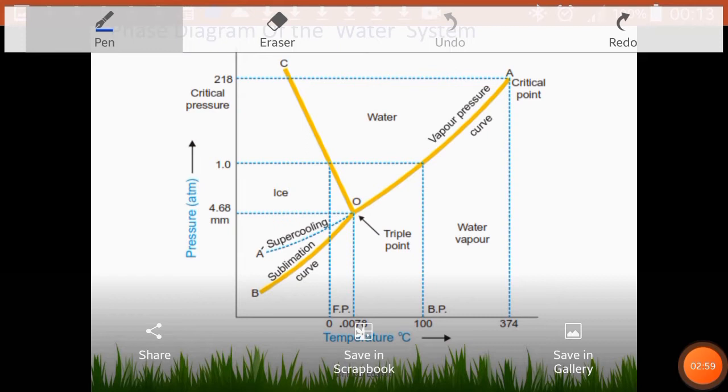That anomalous expansion property alone makes water have this property, that the freezing point decreases slightly with increasing pressure. No other substance can have this property. So that's the point you have to note down. You can draw this diagram on a white paper.